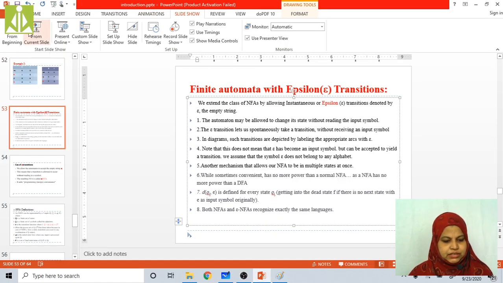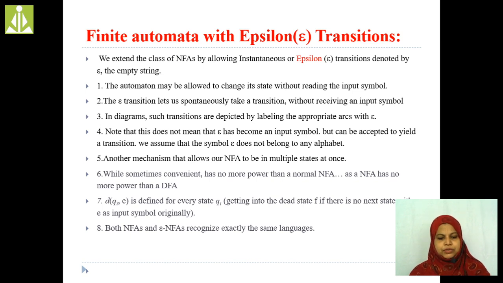Good afternoon, students. In today's session, I am going to discuss finite automata with epsilon transitions.